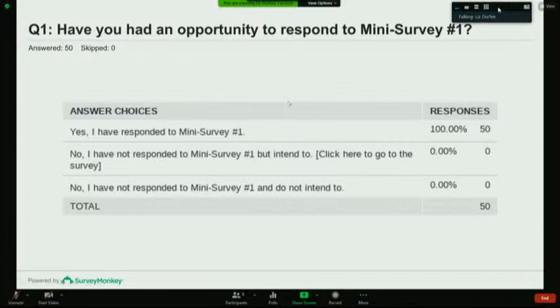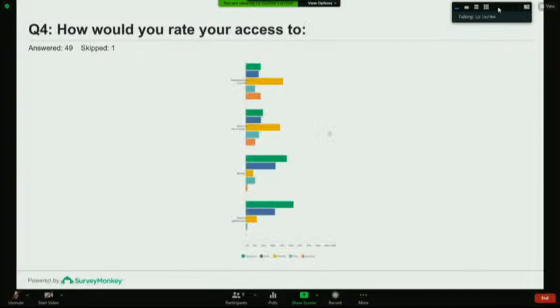So I exported the most recent survey, mini survey two results, and wanted to just quickly bring those up on the screen. So I'll go through those questions briefly. First, 50 people responded already, and I think it's only been posted for about a week. So that's pretty exciting. Everyone said they had responded to the first survey. This is really difficult to read. I don't know why this exported quite this small.